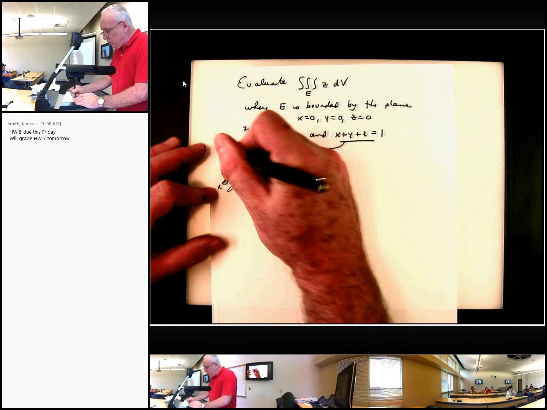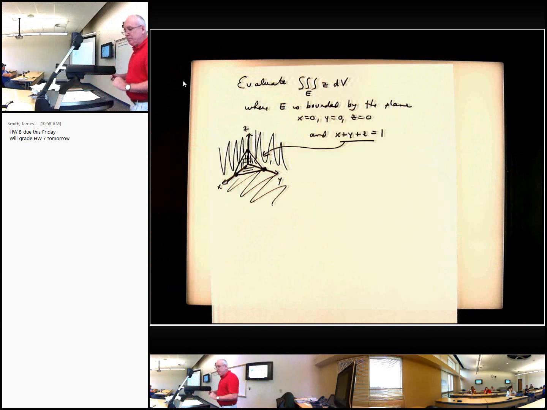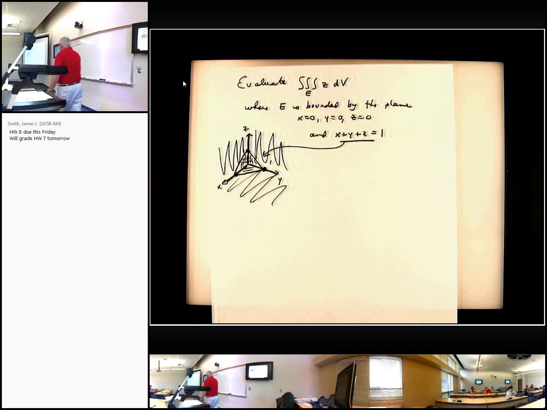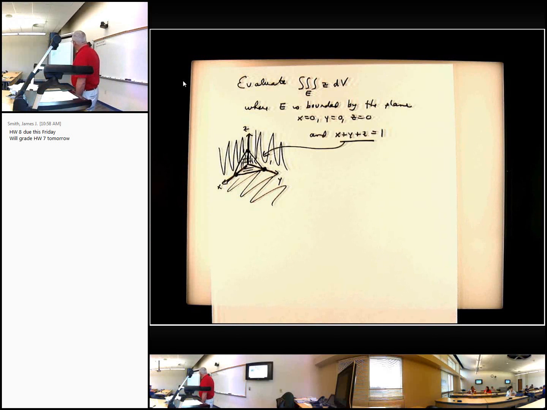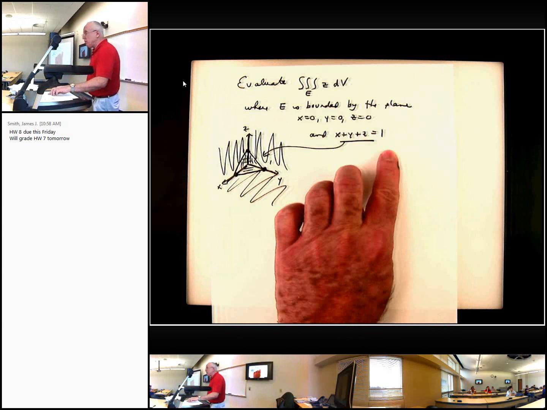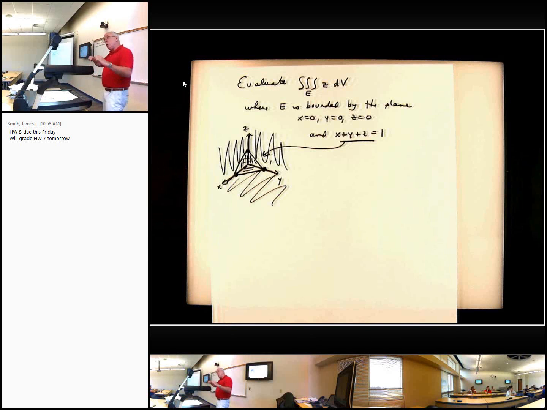Y equals 0 means it's bounded by the xz plane. Look in the corner of this room: z, y, and x. We have a little tilted triangle fitting into that corner. That would be the plane x plus y plus z equals 1. So we're meeting all of our conditions.